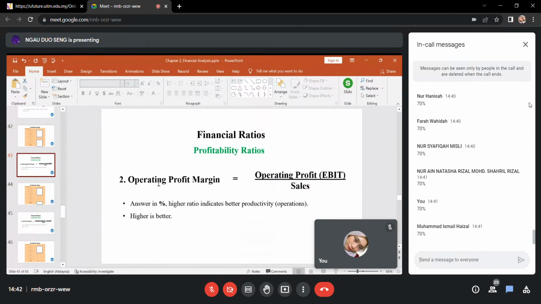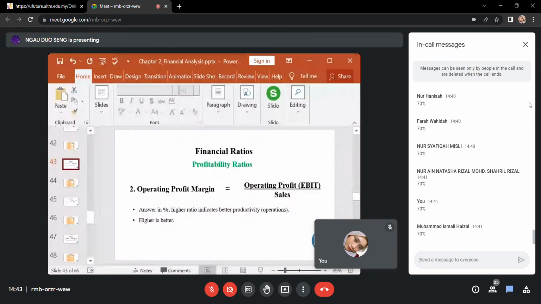So next we go to operating profit margin. So we have operating profit, EBIT divided by sales. Answer in percentage, a higher ratio indicates better productivity. So higher is better. All right, so you calculate.